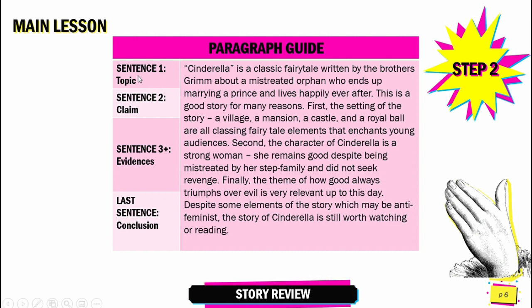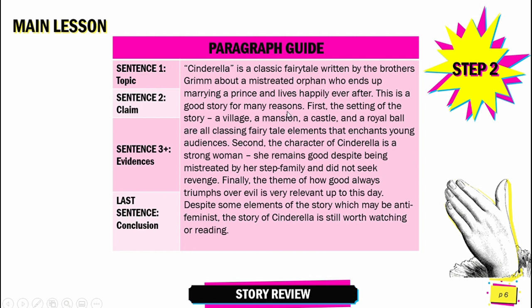The first sentence would talk about the topic. So Cinderella is a classic fairy tale written by the Brothers Grimm about a mistreated orphan who ends up marrying a prince and lives happily ever after. That's the topic. There's your title, there's the author of the book, and there's the brief summary. Now sentence two would talk about your claim. So what's the claim here? You have decided your feeling on the story is that Cinderella is a good story. So this is a good story for many reasons.